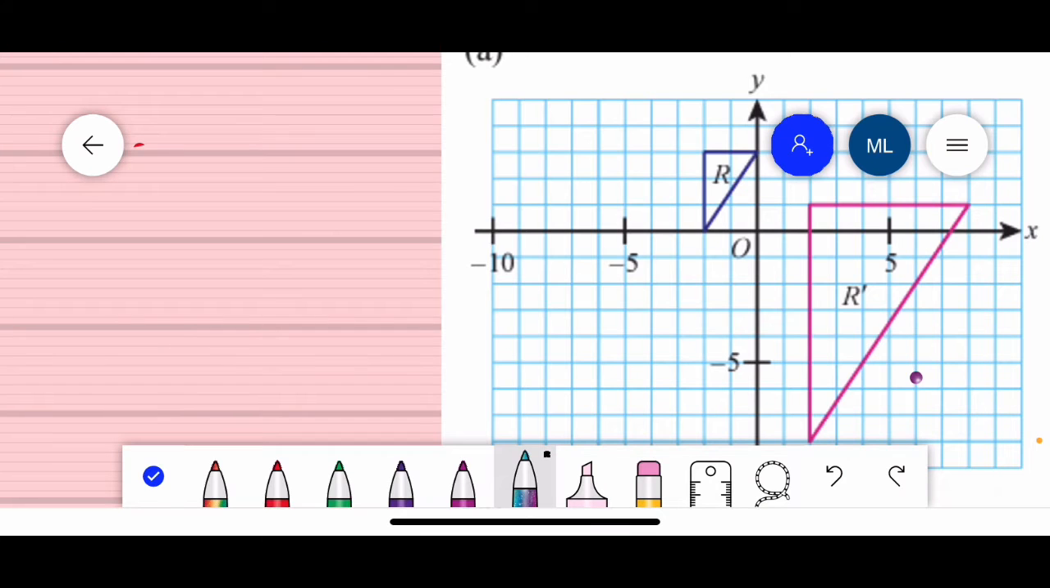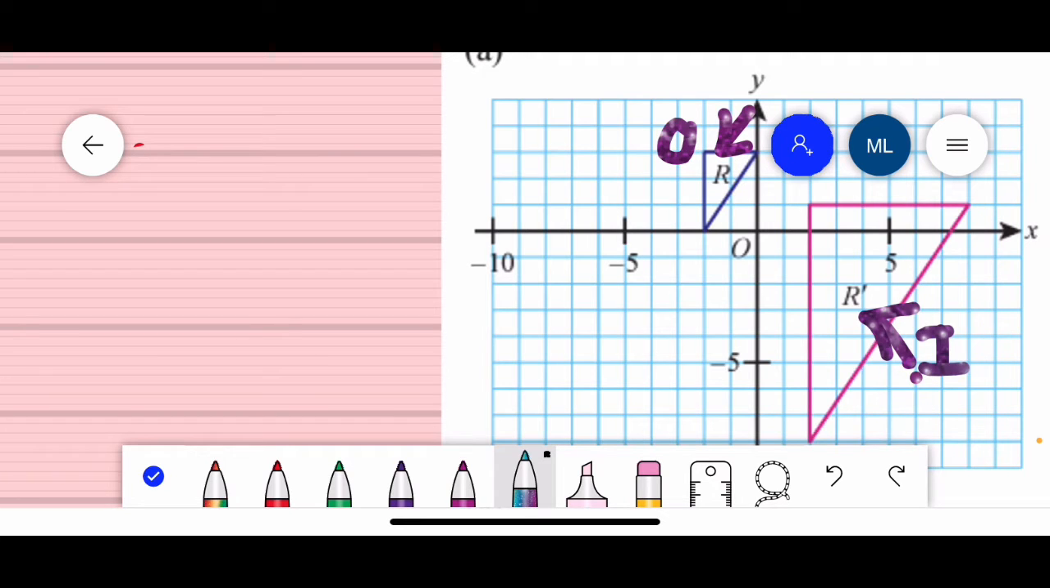Hello guys, today I'm going to discuss this exercise, which is about how to describe the enlargement. The blue one is the object, and the pink one is the image. So I'm going to find the scale factor first.